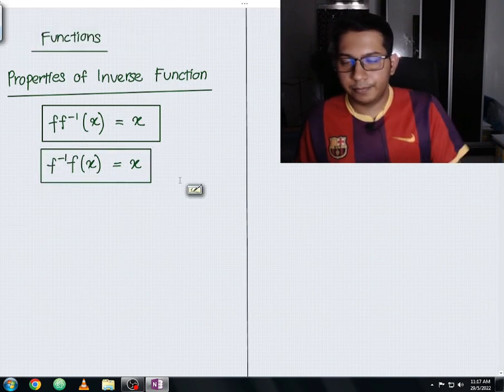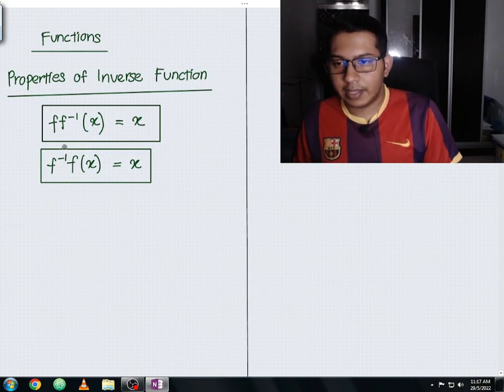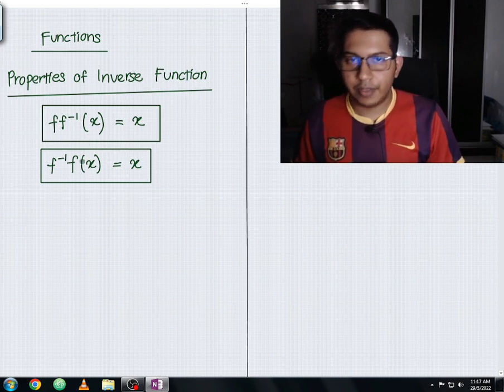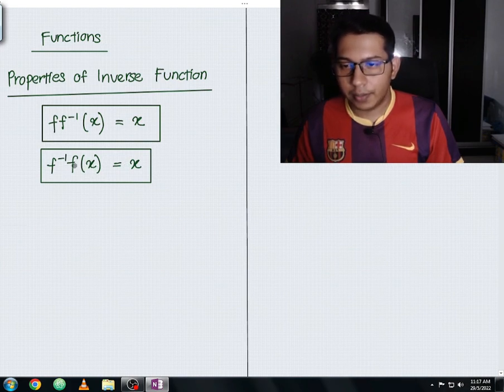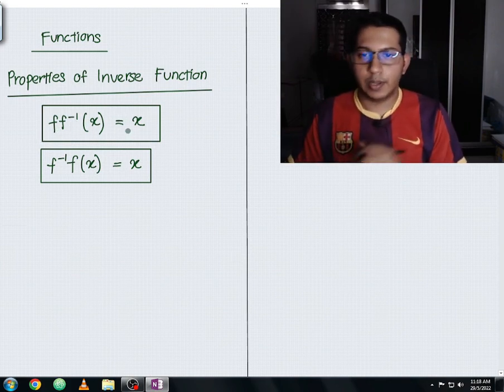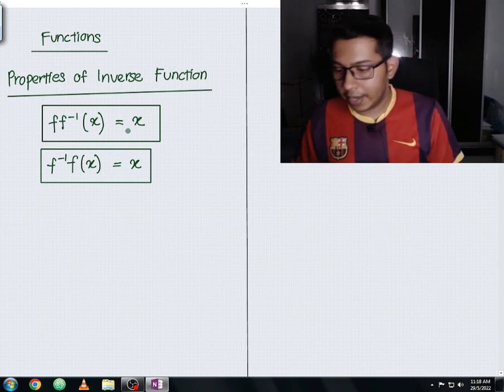So the order doesn't matter, guys. Let's say if the inverse comes first or the function comes first, it doesn't matter. So when this composite function occurs, you will get back the object. So let's say your object is x and the composite of the function and an inverse, or inverse and a function, you get back the object x again. So let me just show you a quick example regarding this.